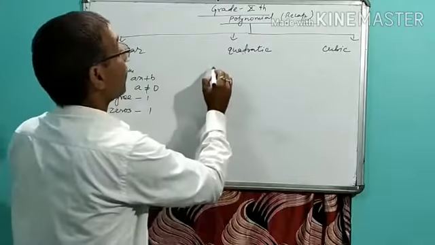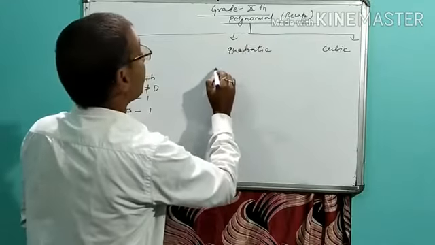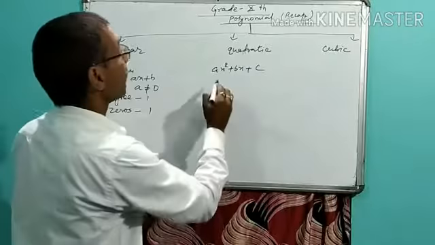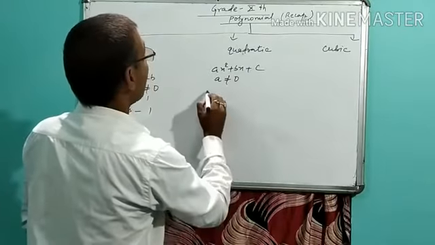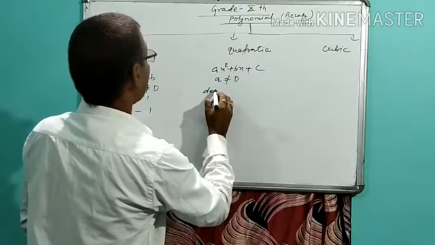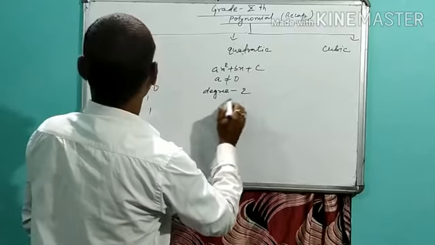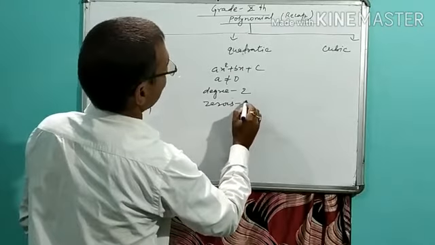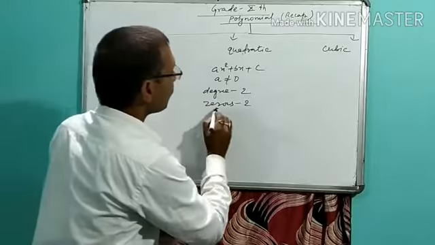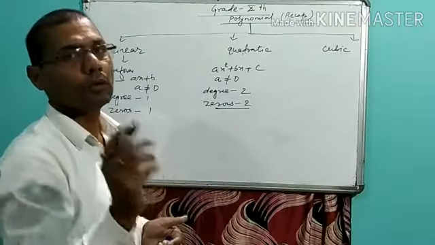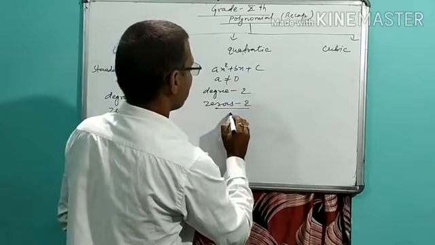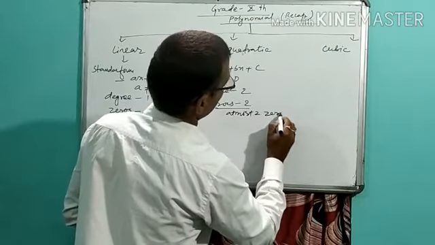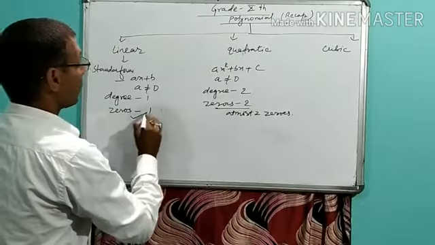In the same way, the standard form of a quadratic polynomial is ax square plus bx plus c, where a, b, c are any real number and a is not equal to 0, having degree 2. Zeros: at most 2 zeros, at most 2 zeros, and here is a 1 zero.